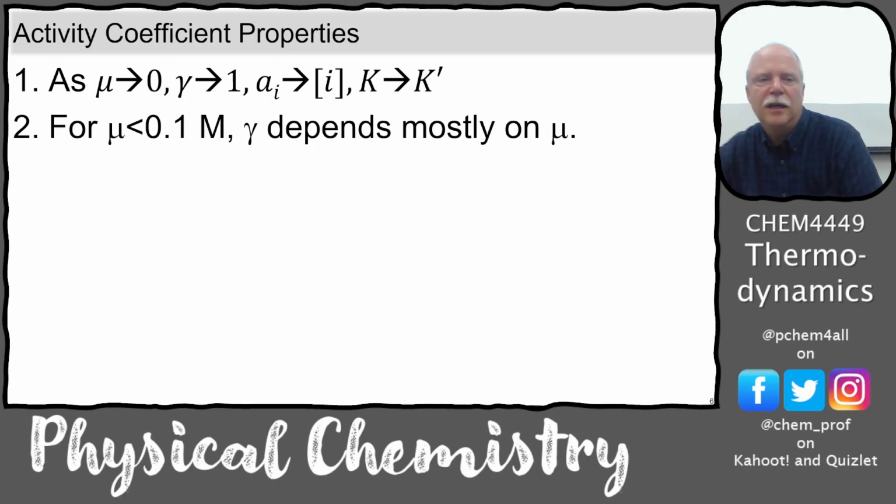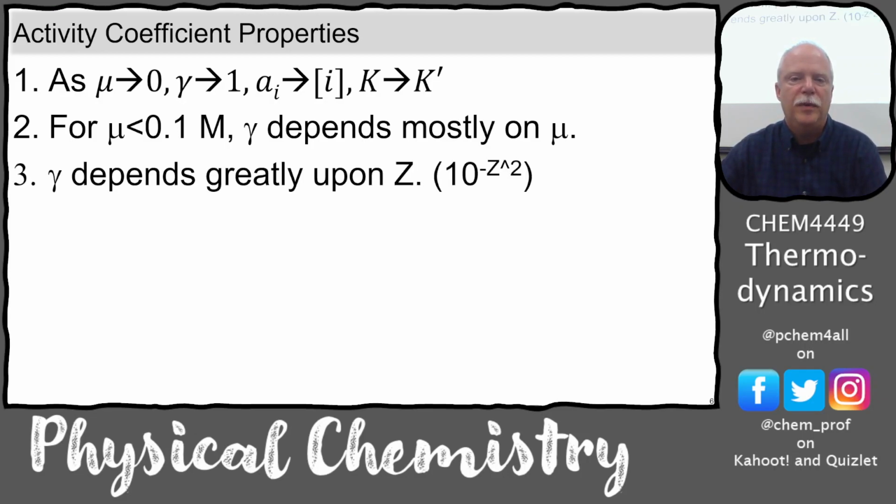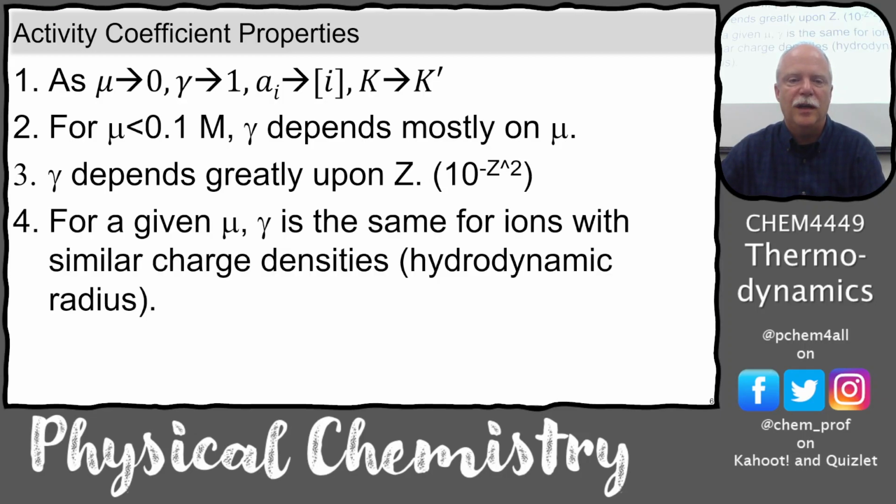So here are the properties. As the ionic strength goes to 0, gamma goes to 1, the activity of that ion in solution goes to its normal concentration value, and this thermodynamic equilibrium constant approaches the concentration equilibrium constant. And for mu much greater than 0.1 molar, this gamma depends mostly on mu. It depends greatly upon z. It's again 10 to the minus z squared.